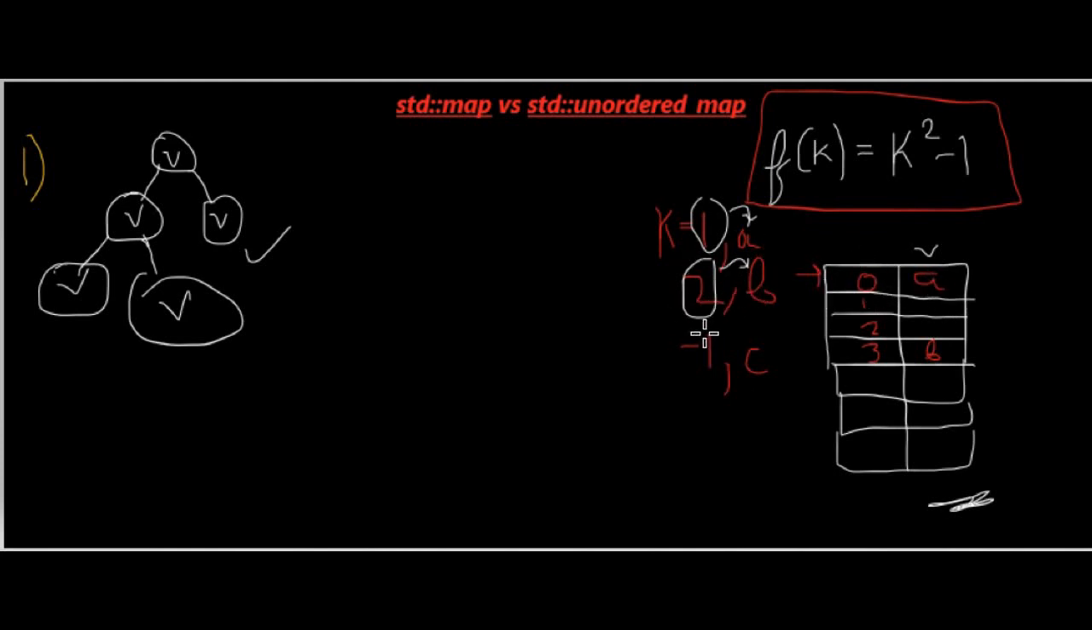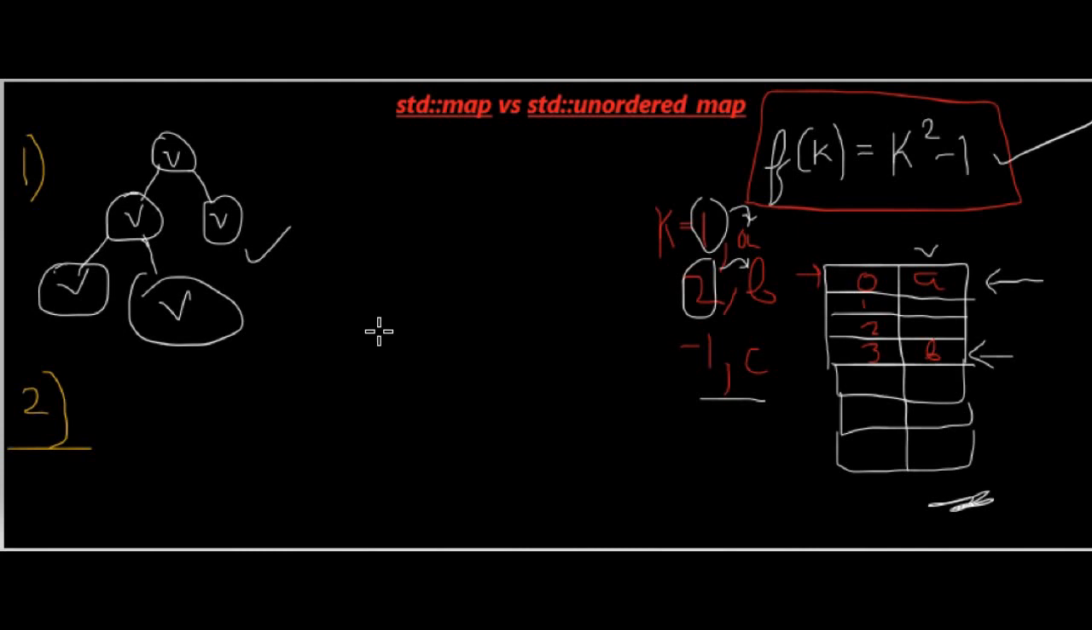Similarly, if you're going to supply 2, so 2 square is 4 minus 1 will give me 3. So at 3, it is storing B. But now there is some problem here, that if you're going to supply minus 1 here, then the hash function will again give you 0, which is called a collision, because there is already a value stored at this position 0. You don't need to actually worry about this, because it's internally managed by the system.